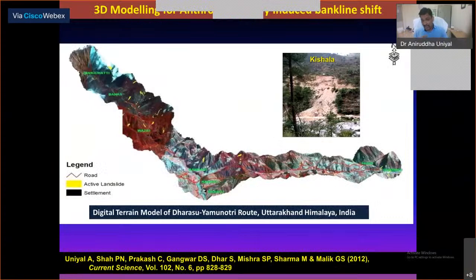Now, anthropogenically induced bank line shift is also there. In this portion of Himalayas, some headrace tunnel is being constructed. So its waste material is being disposed into the river channel. So it is resulting in the shift of the river channel, and that is causing toe erosion on the other side. So digital elevation models based on the contour lines and satellite images can also help us assess exactly where the toe erosion is taking place, and is it because of natural phenomena or due to anthropogenic activity.